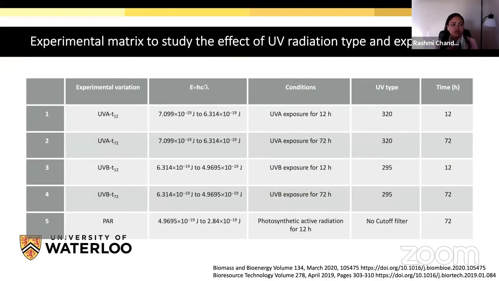So basically, we studied two wavelengths: UVA and UVB. Why did we choose UVA and UVB? Because these are the wavelengths which reach the Earth's atmosphere, because UVC is absorbed mostly by the ozone. So UVC is not coming through the atmosphere. If we are proposing it, then it will not be that helpful.